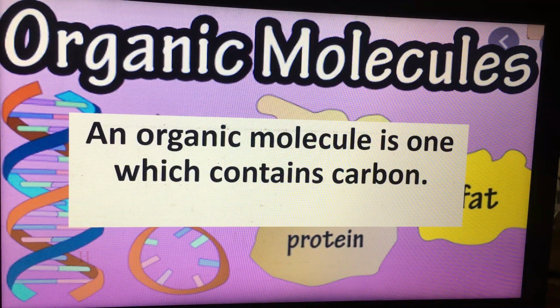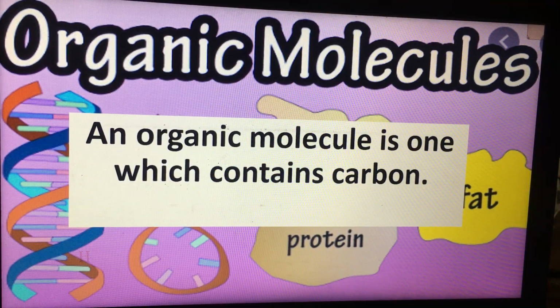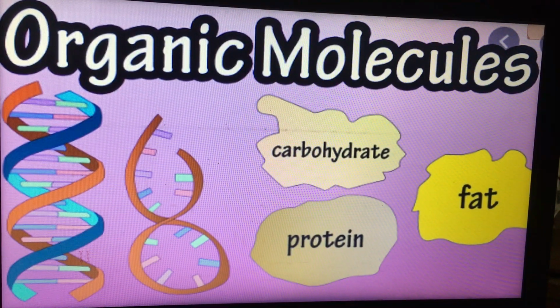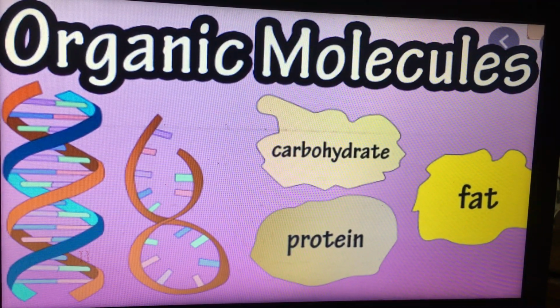An organic molecule is one which contains carbon. So when the molecule contains carbon, we call it organic. So biological molecules such as carbohydrates, lipids, or proteins are called organic molecules because they have carbon in their structures.